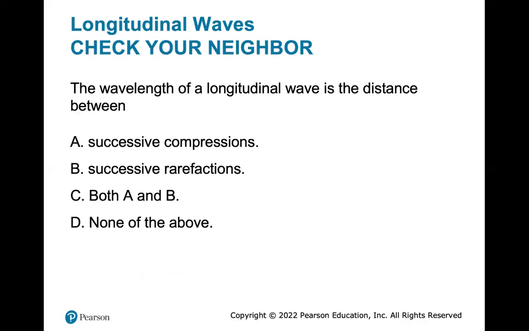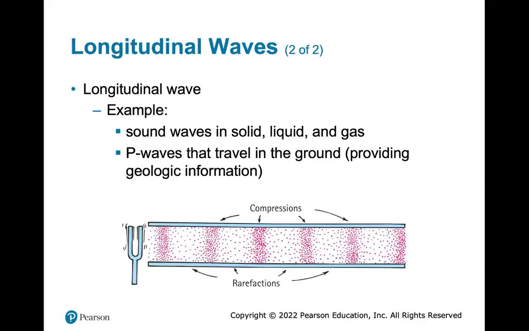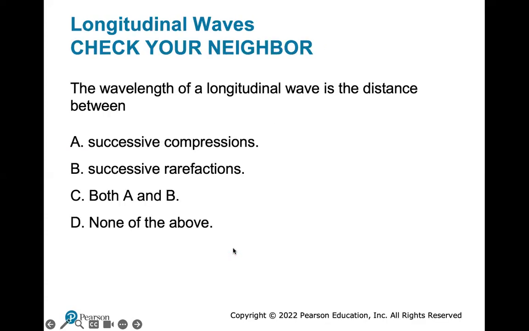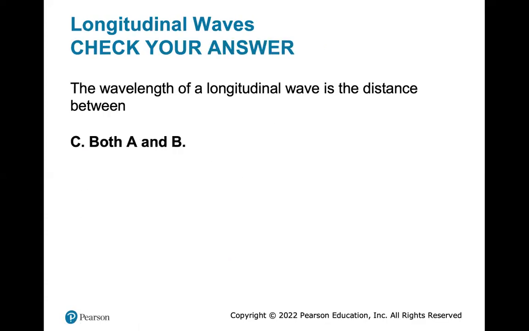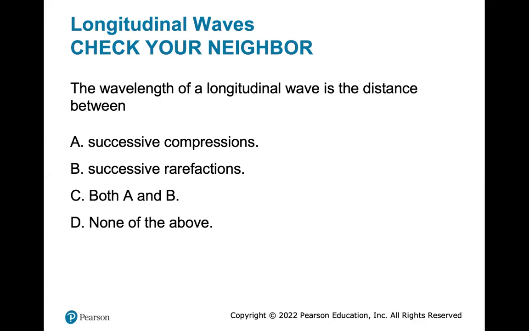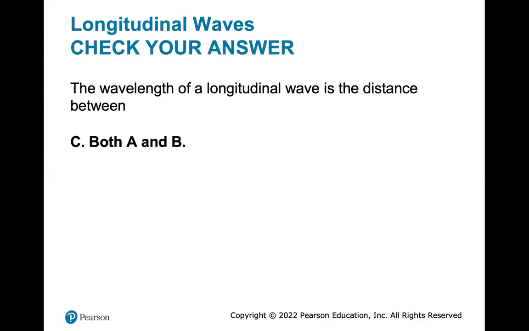The wavelength of a longitudinal wave is the distance between successive compressions, successive rarefactions, both A and B, or none of the above. Let's take a look at this little example here. You can see that the distance from here to here is about the same as from here to here. So the compressions and the rarefactions, it's the same. Both A and B: successive compressions and successive rarefactions.